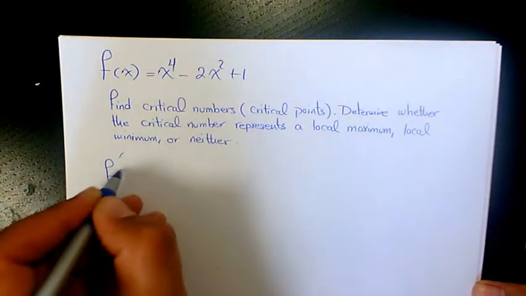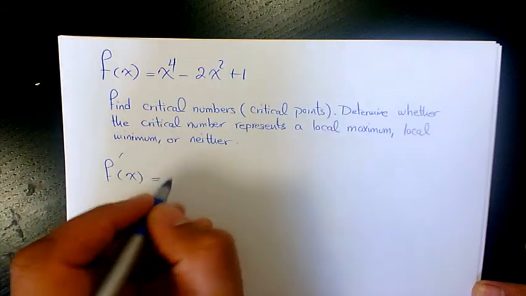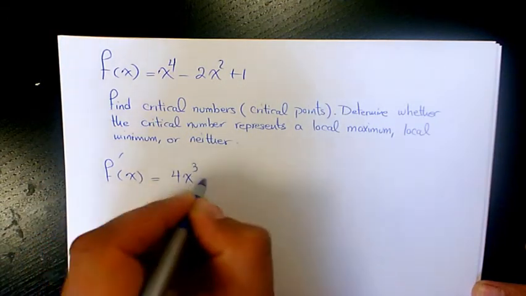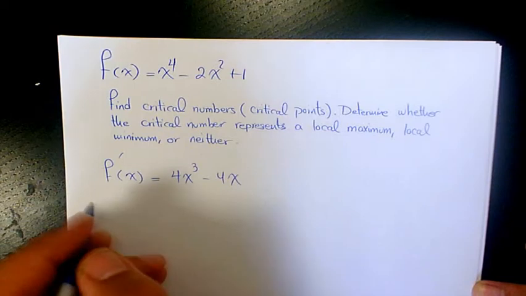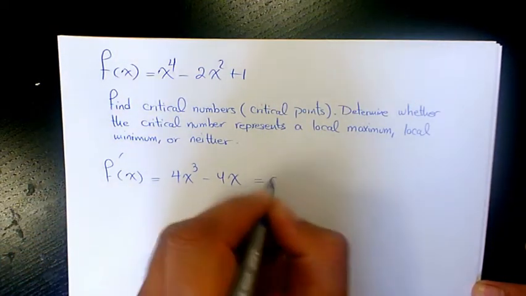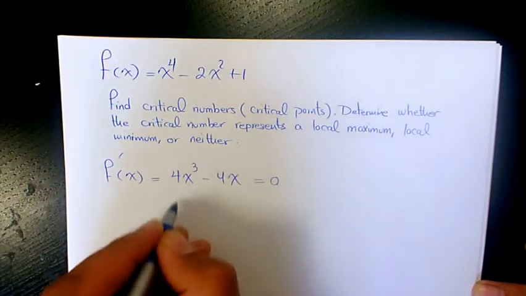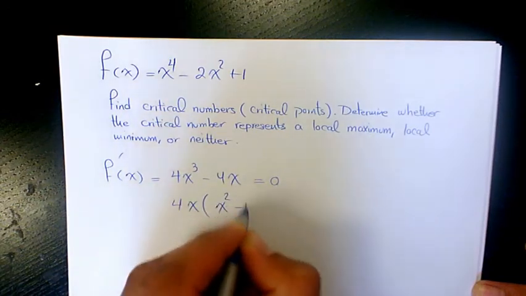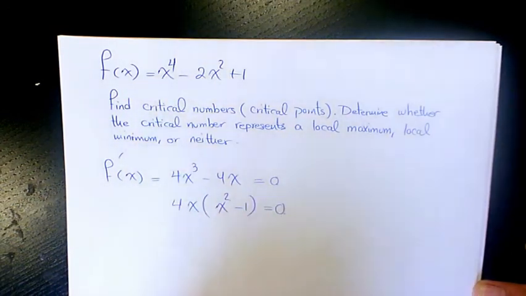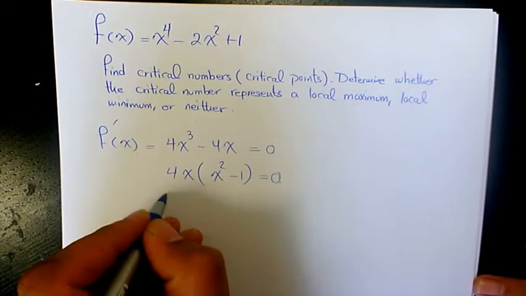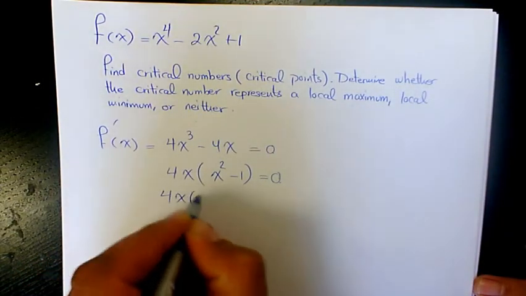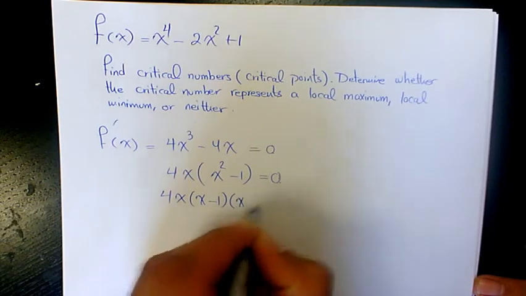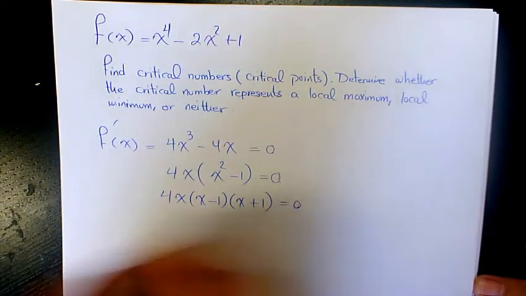So the derivative of f of x, f prime of x, is 4x cubed minus 4x. Make it equal to 0. Then you factor 4x, which is going to be x squared minus 1 equals 0. And when you factor it more, it's going to be 4x times x minus 1 times x plus 1.